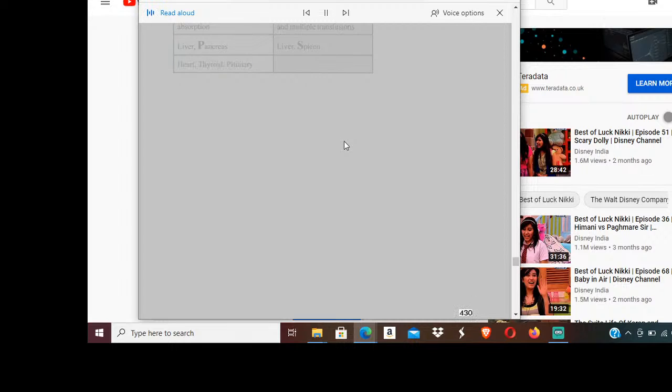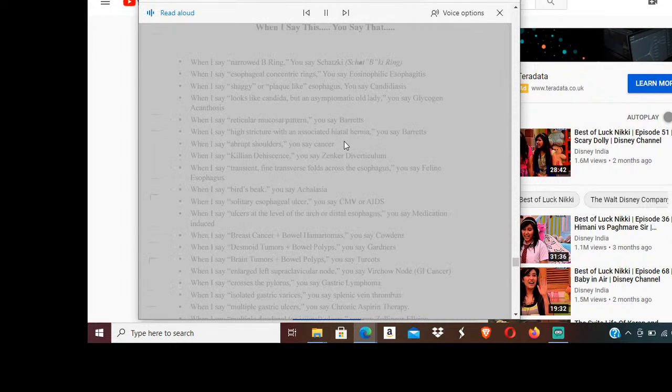430. When I say this, you say that. When I say narrowed B ring, you say Schatzki ring. When I say esophageal concentric rings, you say eosinophilic esophagitis. When I say shaggy or plaque-like esophagus, you say candidiasis. When I say looks like candida but in an asymptomatic old lady, you say glycogen acanthosis.